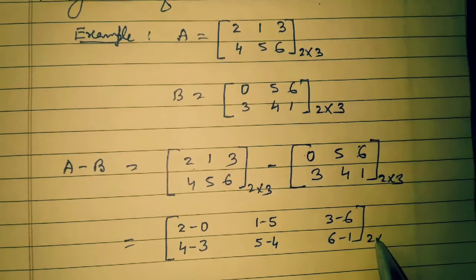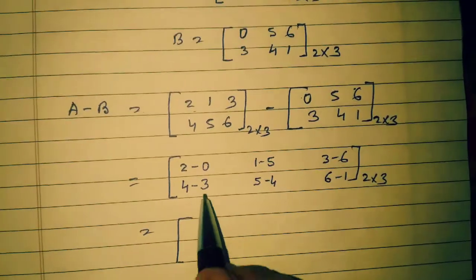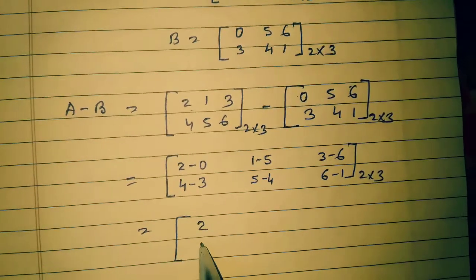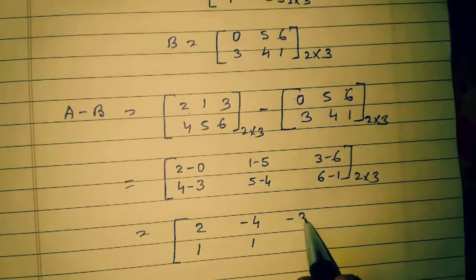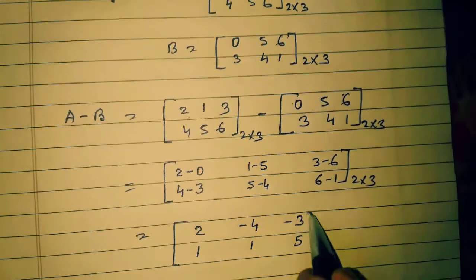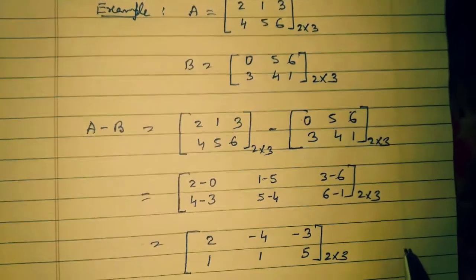So finally the resultant value: 2 minus 0 is 2, 4 minus 3 is 1, this is minus 4, this is 1, this is minus 3, and this is 5. This is a 2 into 3 matrix. So this way we find the subtraction over here.